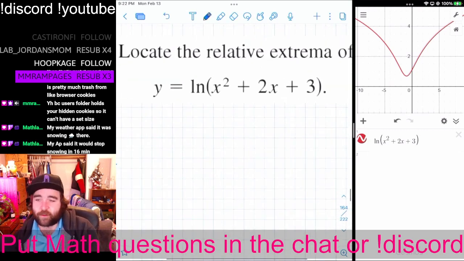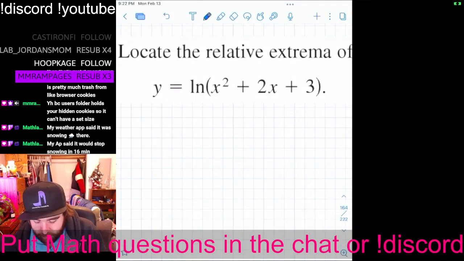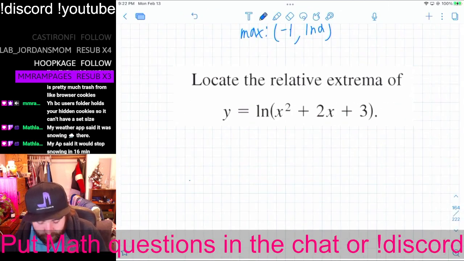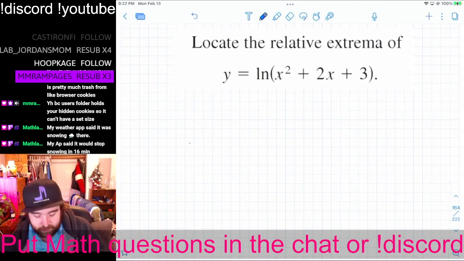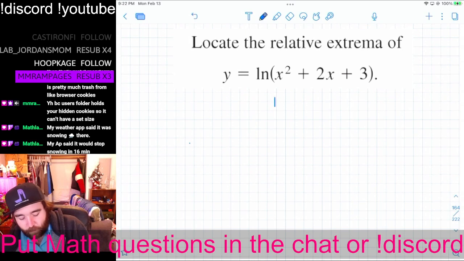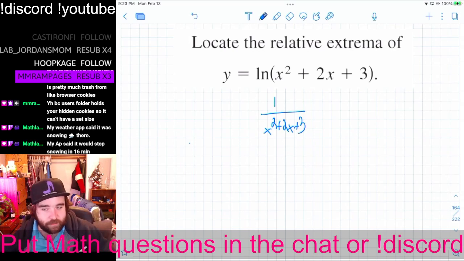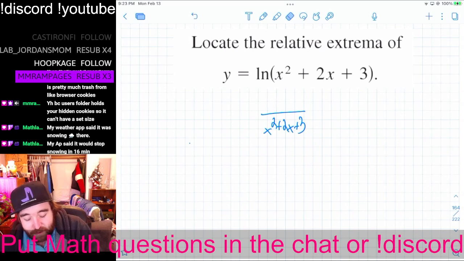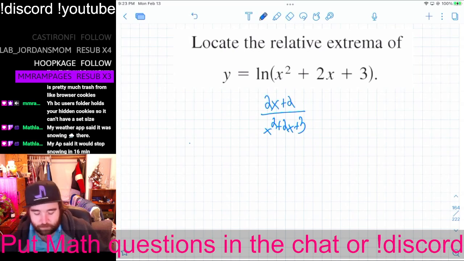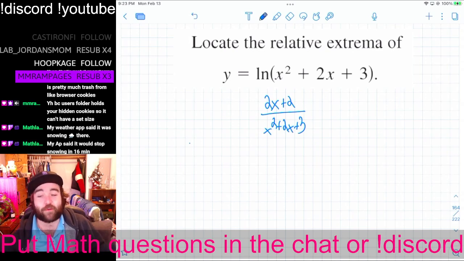All right, so this is the first time I've ever seen this problem. What are we going to do? We're going to locate the relative extrema of this equation. So we're going to take the derivative. So 1 over x squared plus 2x plus 3. Don't forget that plus 3 matters. It's not a constant, it's part of the function. So it's 1 over the entire function, multiplied by 2x plus 2. So that's our derivative. So how do we find local extrema?